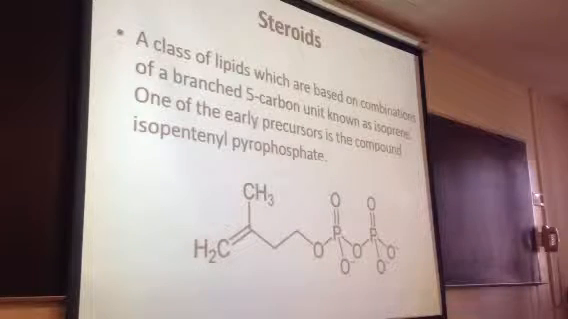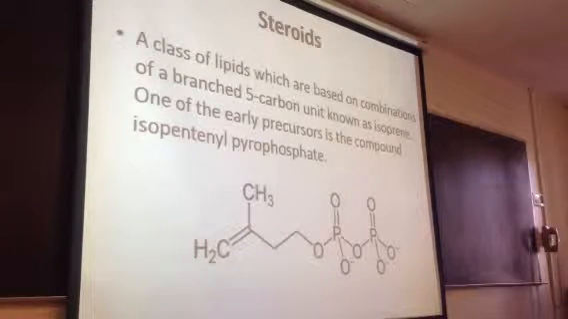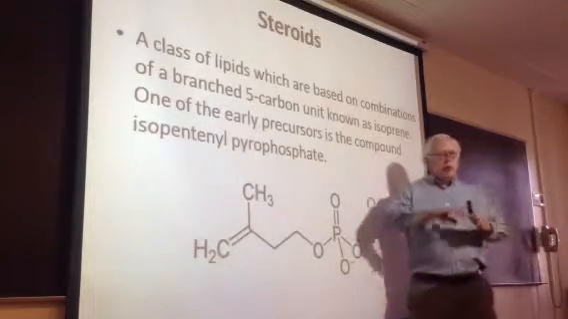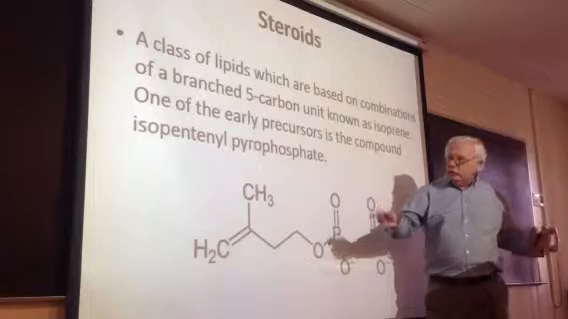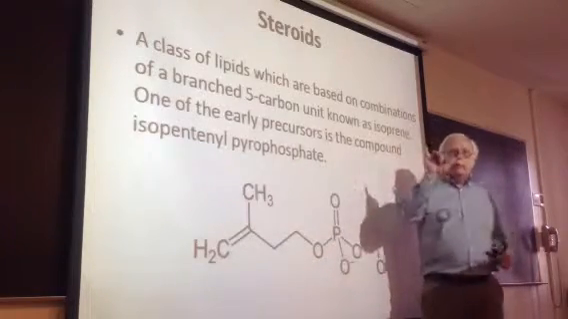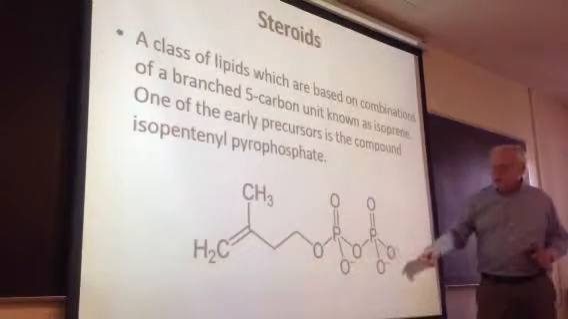So the other two, the sphingolipids, glycolipids, the triglycerides, they all have fatty acids. These guys don't. They're built up into complex structures, often ring structures, that come from groups of 5 carbons. And this is the material that adds it.